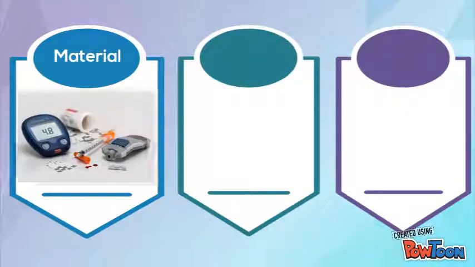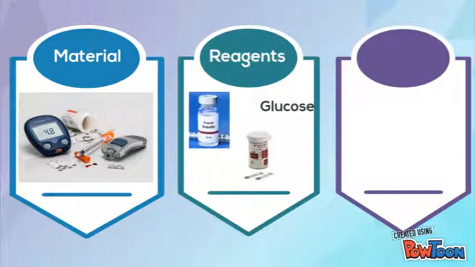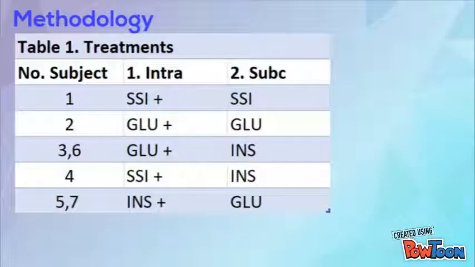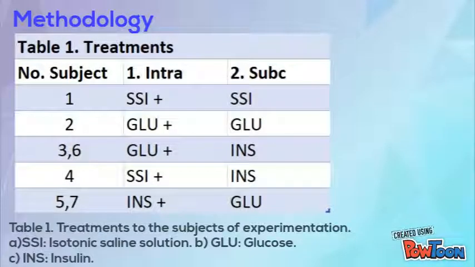The materials to be used are insulin syringes, glucometer, glucose, insulin, and insulin test strips, and in biology, 7 Wistar strain rats. Table 1 shows the treatments for the 7 subjects.